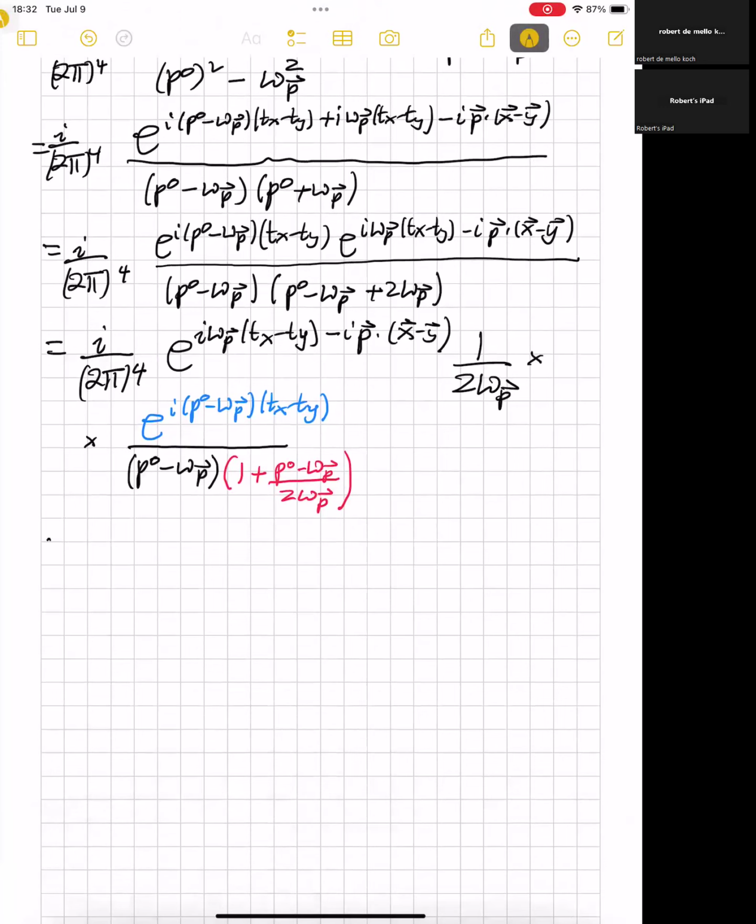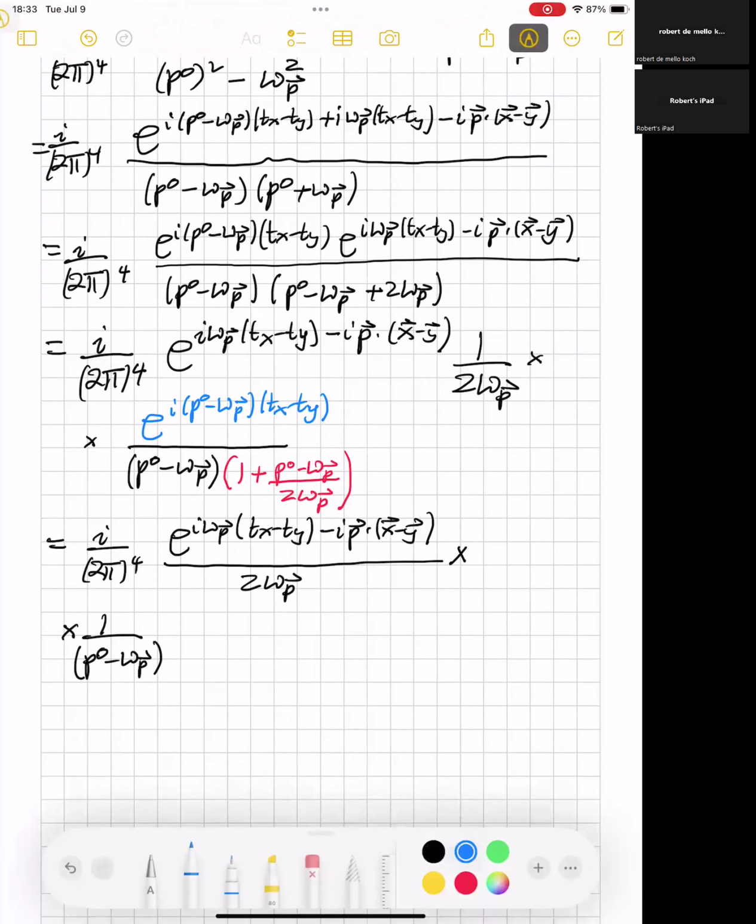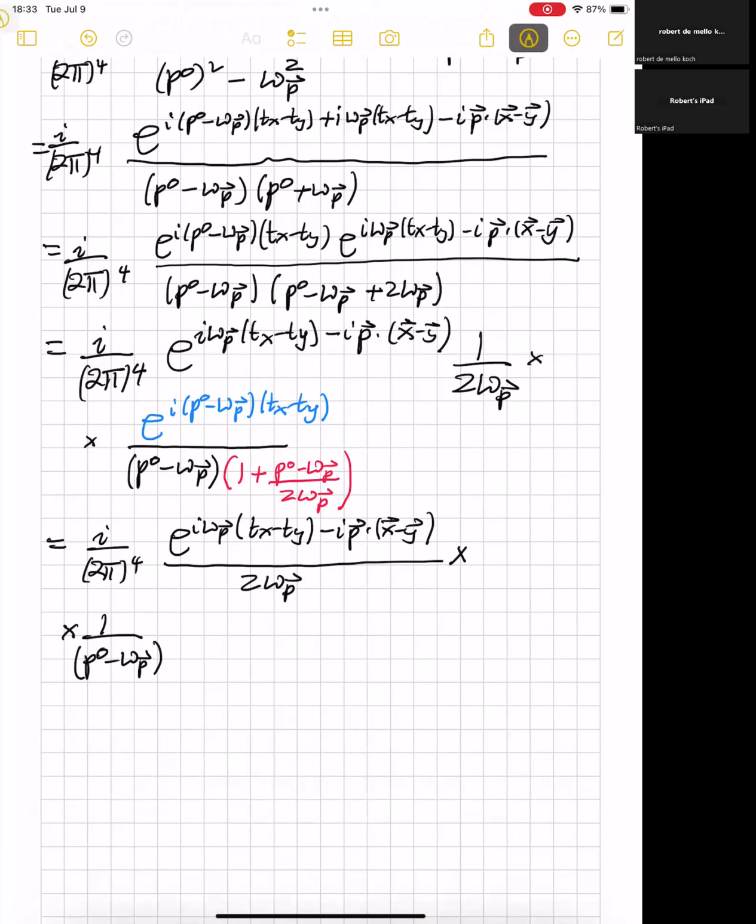So this is equal to, let me first of all collect all of the stuff in black. So we've got (2 pi)^4, we've got e to the i omega P (Tx minus Ty), we've got minus i P dot (X minus Y). This is over 2 omega P. And then this is multiplied by, so we've got 1 over P naught minus omega P. Good. Then we've got the exponential.